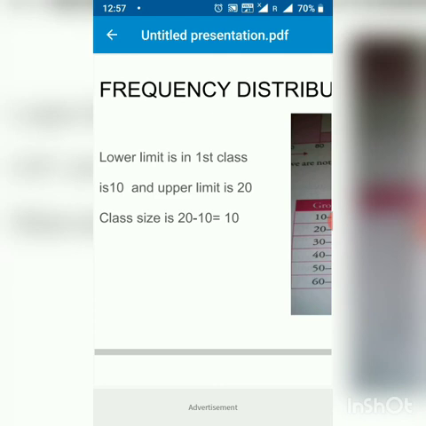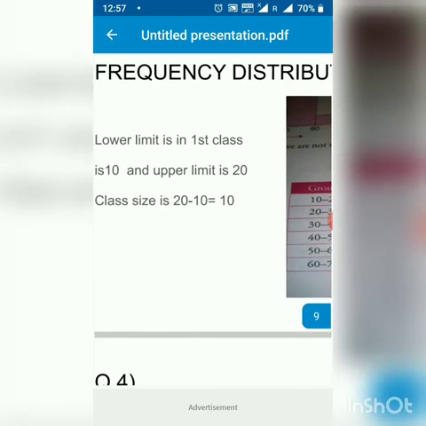I hope you all have understood the representation of data in different methods, that is the bar graph and pictograph. Already the bar graph has been taught to you. So in this chapter, we will generally work with the frequency distribution table. That is, we will apply the histogram method.